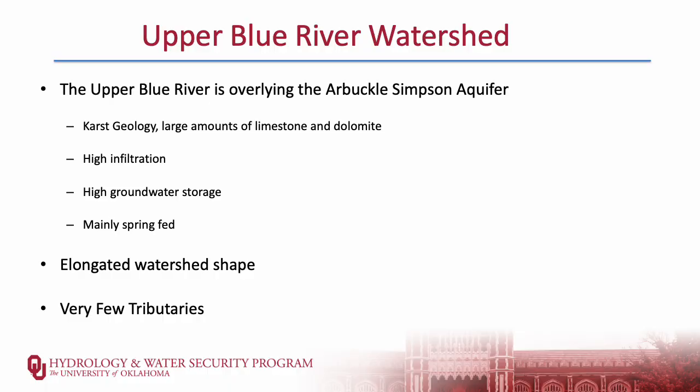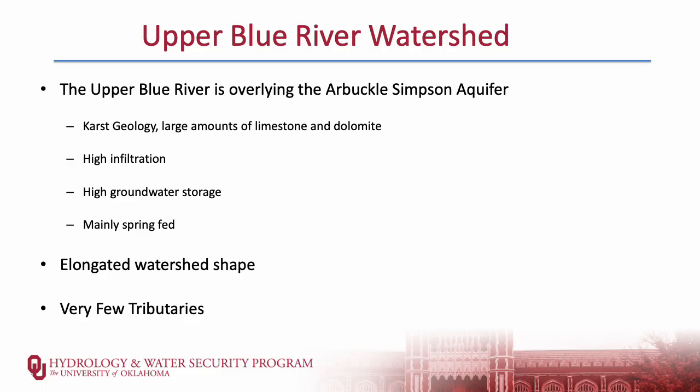So first off, we have the Upper Blue River watershed, and the Upper Blue River is pretty unique in that it overlies the Arbuckle-Simpson aquifer, which is known in large part for its karst geology and large amounts of limestone and dolomite. And if you've heard of karst geology, you'll know of its high infiltration, the high groundwater storage, and the high groundwater recharge and surface water recharge that happen in those environments.